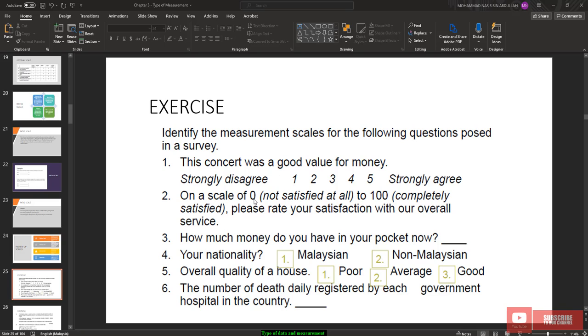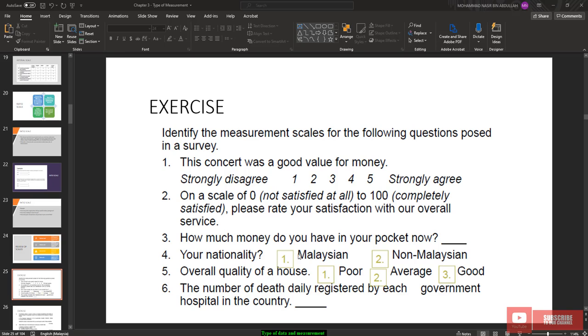On a scale of 0 to 100, 0 means not satisfied at all, 100 means completely satisfied. Please rate your satisfaction with our overall service. So the range that this question can take is from 0 to 100. Any value between 0 and 100 is possible. So this is a ratio scale, right? How much money do you have in your pocket now? Let's say I say 5 ringgit. So this is also a ratio scale.